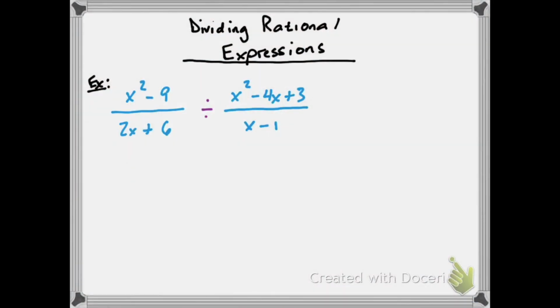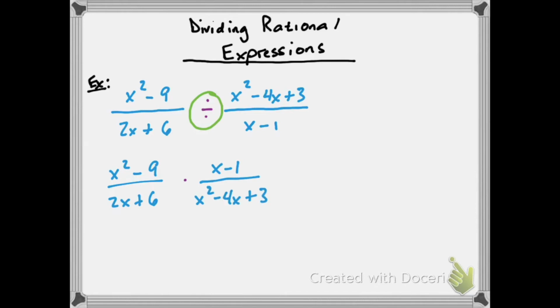Dividing rational expressions is the same as dividing fractions. In this example, (x squared minus 9) over (2x plus 6) divided by (x squared minus 4x plus 3) over (x minus 1). First thing I'm going to notice is that I'm dividing fractions. So instead of dividing, I'm going to multiply by the reciprocal. Just write everything back out.